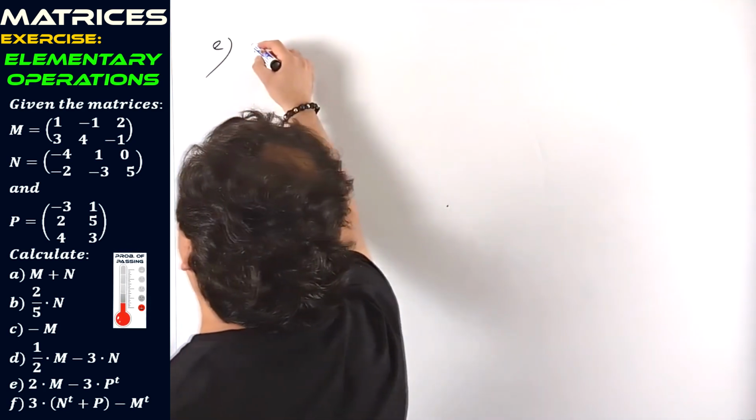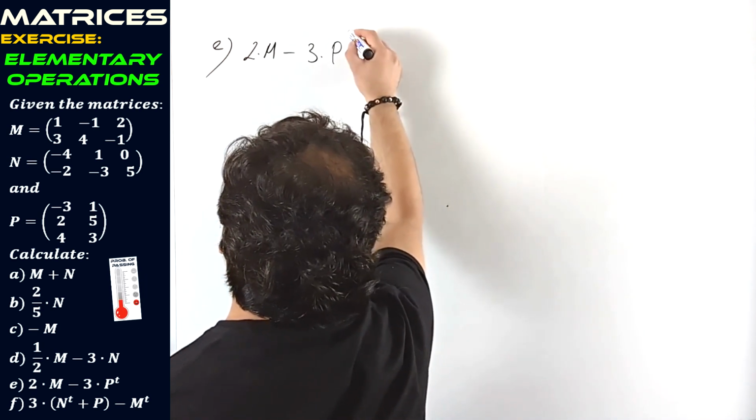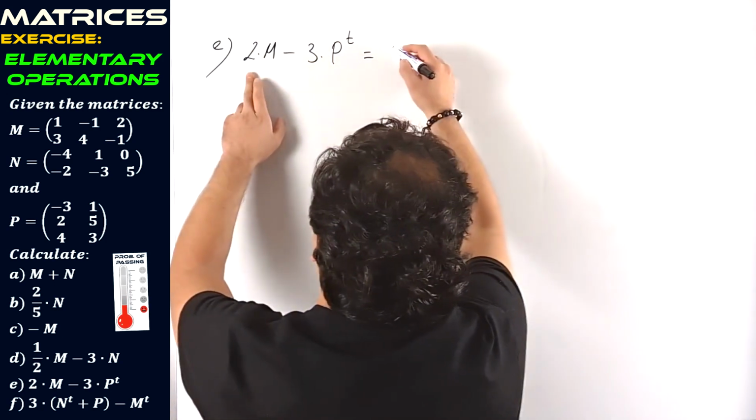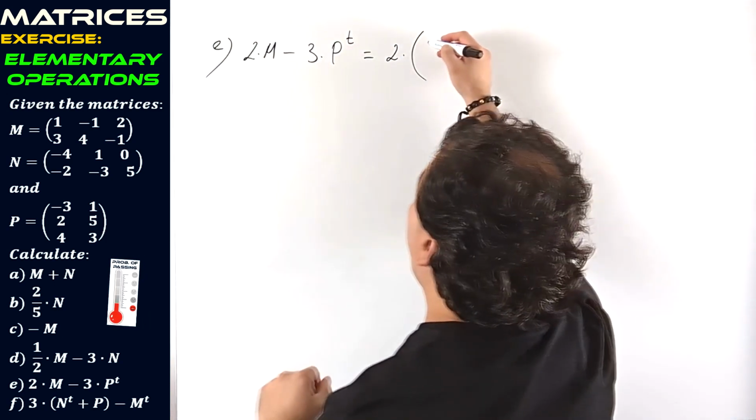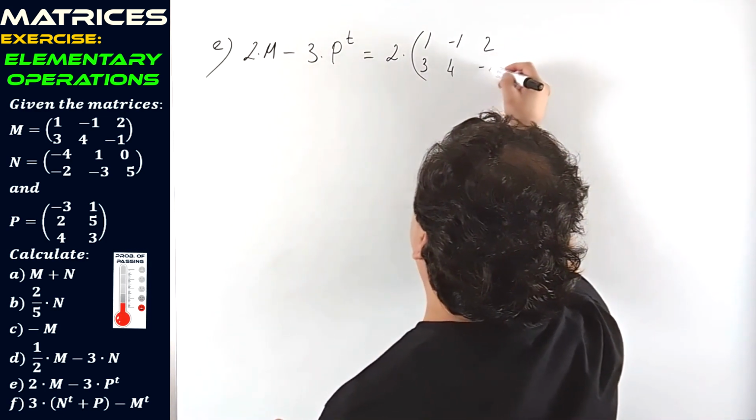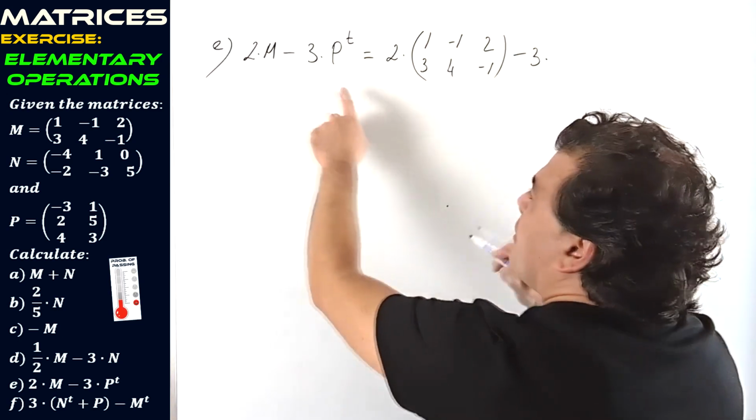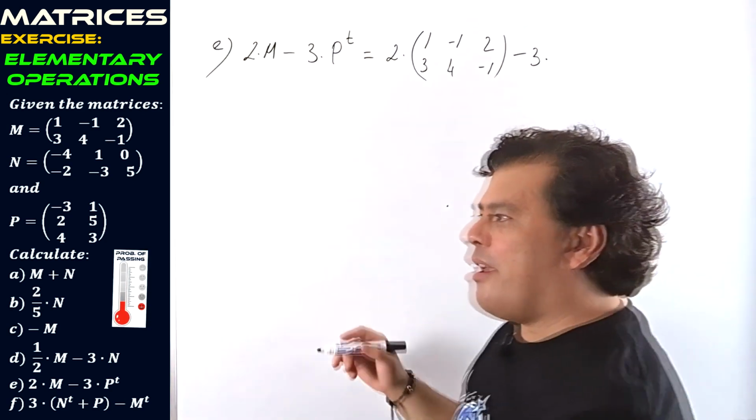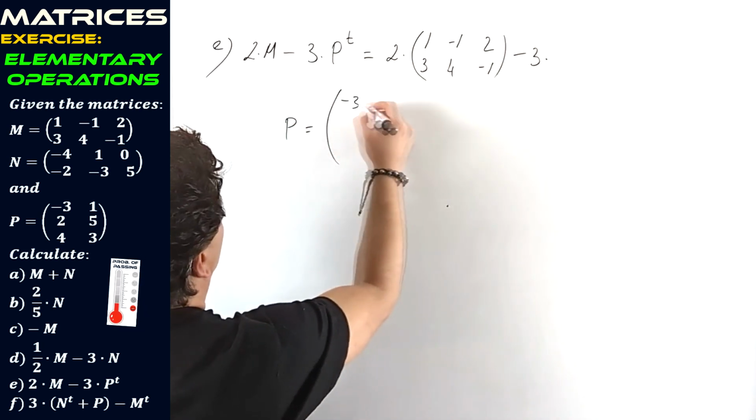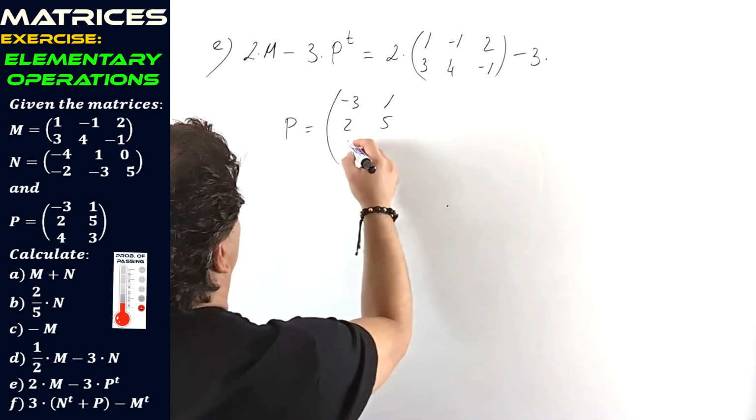We are asked to calculate 2 times M minus 3 times P transposed. Let's bring both matrices. 2 times matrix M: 1, negative 1, 2, 3, 4, negative 1. And we are asked to calculate negative 3 times matrix P transposed. Here you have matrix P, and I'm going to show you how to transpose this matrix. Negative 3, 1, 2, 5, and 4, 3.